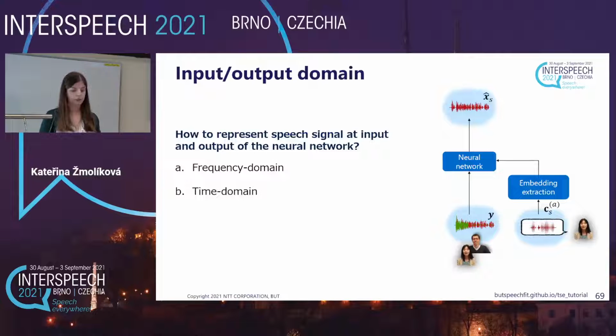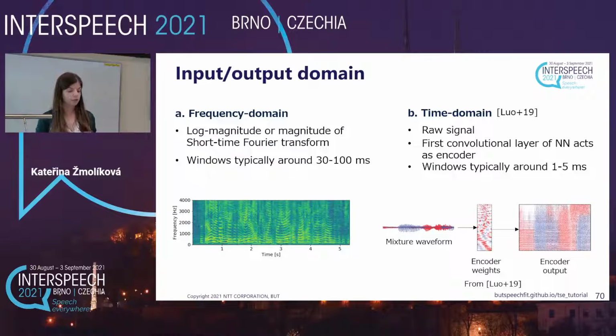So this finishes the part about informing the neural network, and I will now shortly talk about the domains in which we can represent the signals. There are two main domains that are being used, frequency domain and time domain. Frequency domain usually means the magnitude of the short-time Fourier transform of the signal, or the log magnitude of the STFT. This has been used a lot in the past, but in recent years, more and more work started to use time domain models. In the time domain models, the input of the neural network is directly the raw signal.